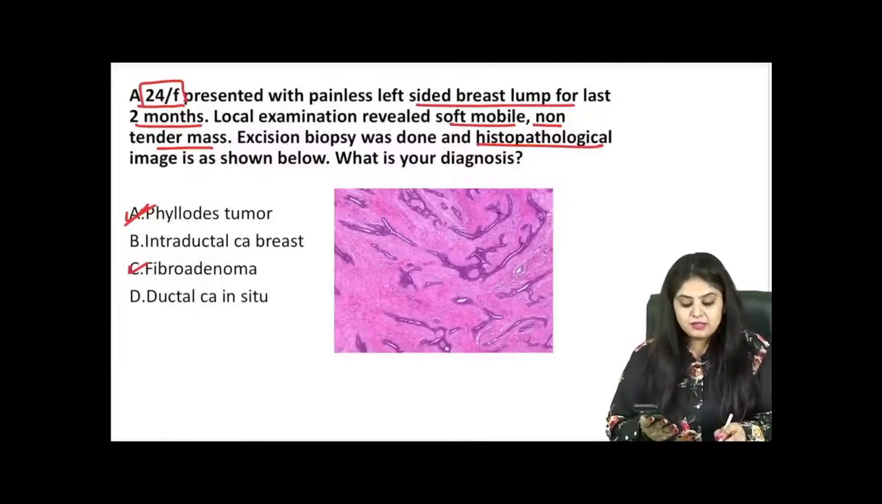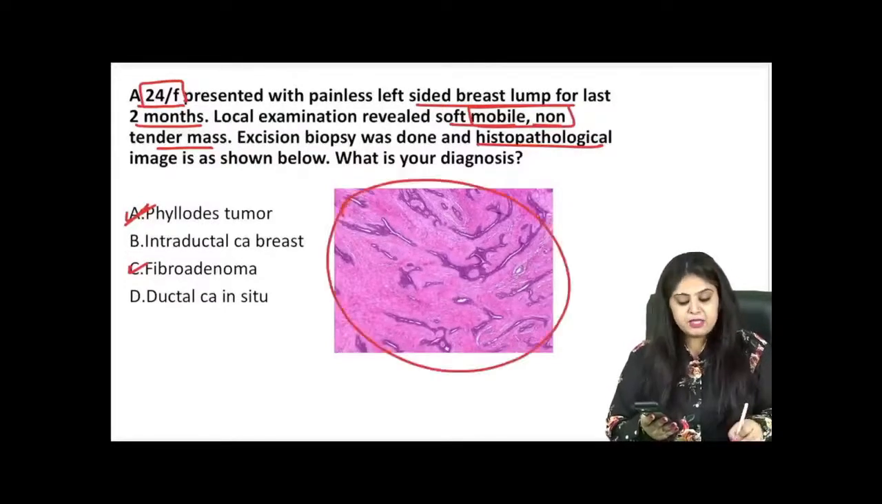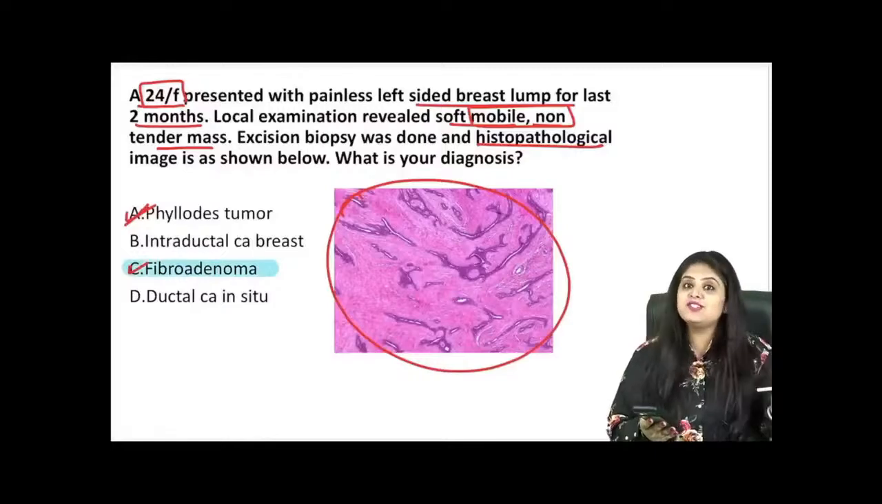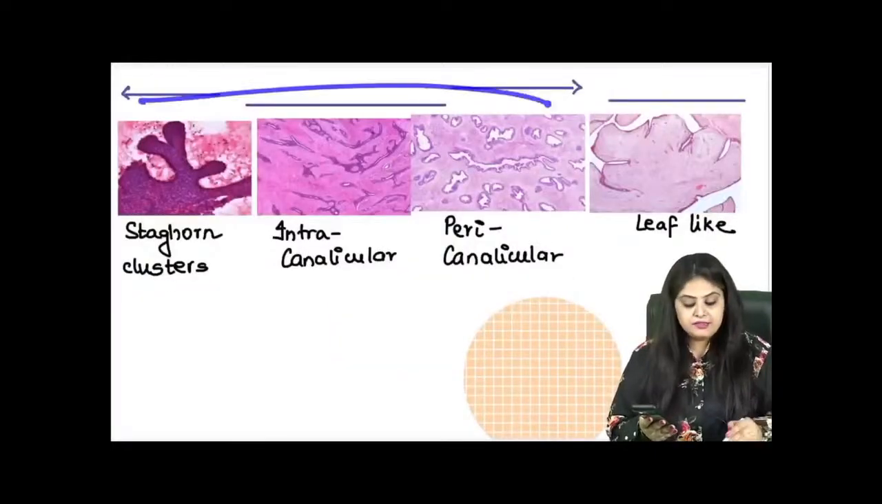For all of those who thought phyllodes could also be possible, can phyllodes occur at 24 years? It can. Can it be soft, mobile, non-tender? Everything can be the same. Picture over here. So the answer to this question is fibroadenoma. Today, from your surgery point of view, I will clear this confusion once and for all.